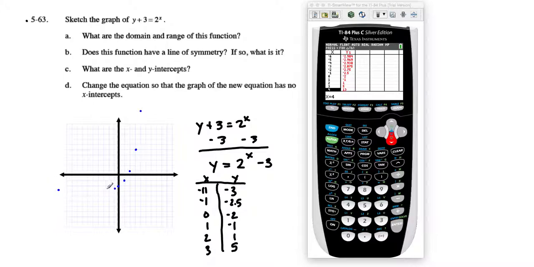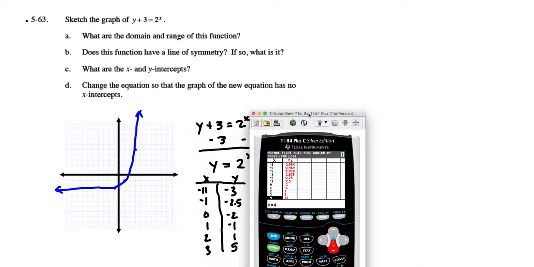I'm going to try to do a good job sketching it here. So over here, we're going to have our curve. Not too bad. I'm happy with that. We'll take it. So we got our exponential curve there. We came up with our points, came up with our equation. And now let's answer the questions.